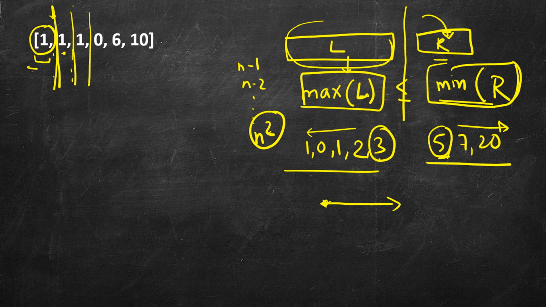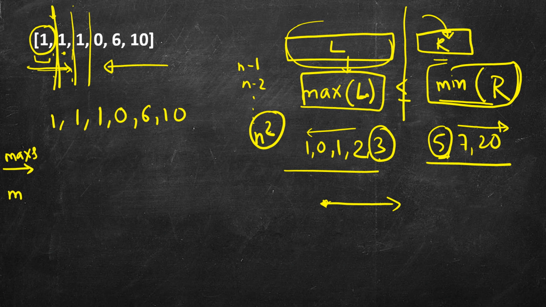But just like we kept track of maximum from here to here, can we keep track of minimum from this side, other side of the array? In order to do that, we can do the pre-processing. So let's keep two arrays of the same size. Let me rewrite 1 1 1 0 6 10. From left side it should be maximum, left to right, and minimum will be from right to left.